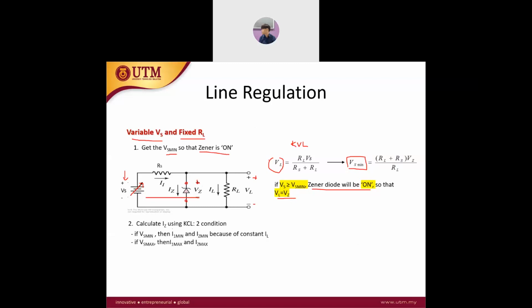Next, we're going to use KCL for the two conditions. We need to calculate the current passing through our Zener diode. If our VS is minimum, then we will have I1 minimum, proportionally. If VS is minimum, then I1 will be minimum, and IZ will be minimum because of constant IL. Next, if VS is at its maximum, correspondingly I1 will also be maximum because the resistor is constant. If V is increased, I is increased. So if VS is increased to the maximum, I1 will be increased to the maximum, and proportionally, IZ will be maximum as well.